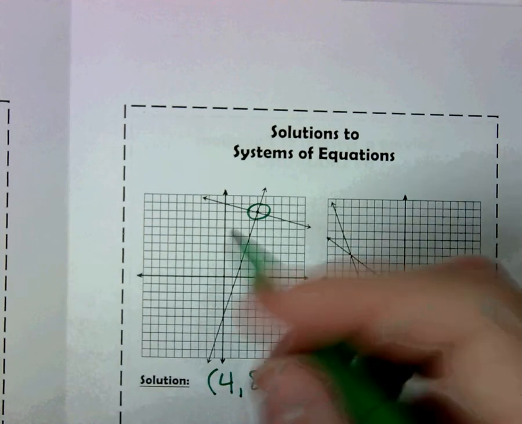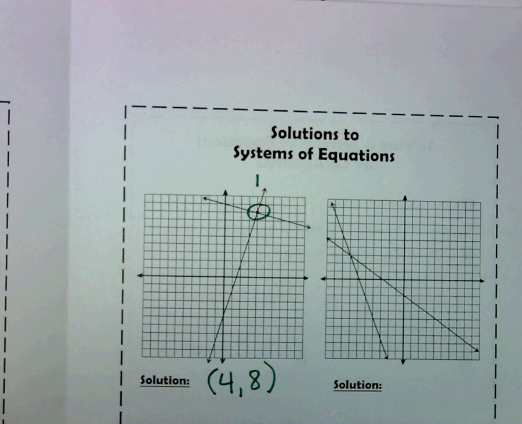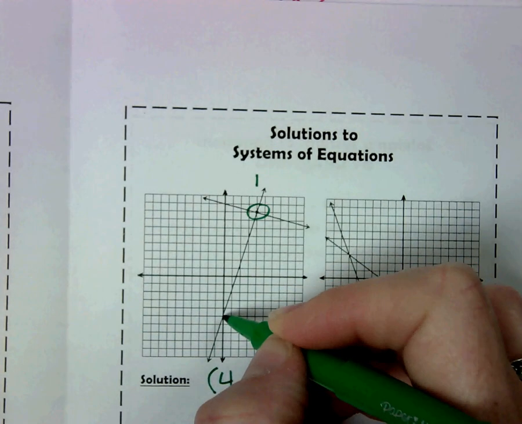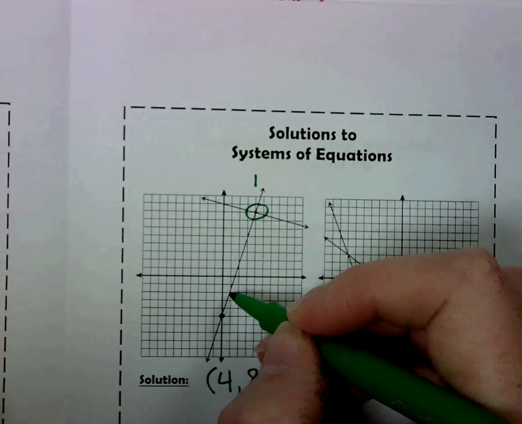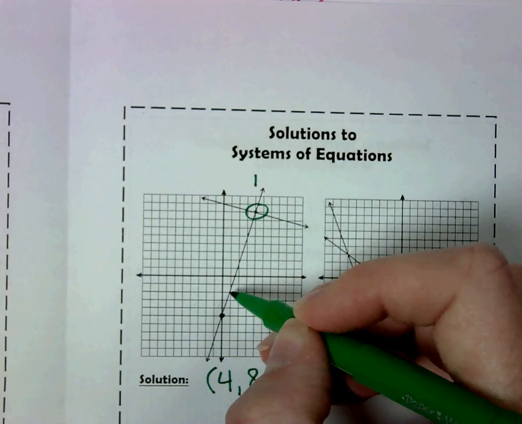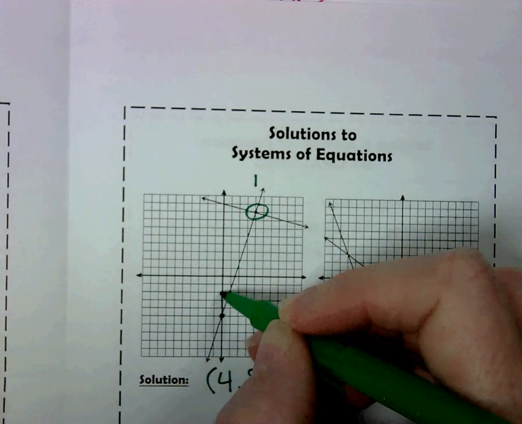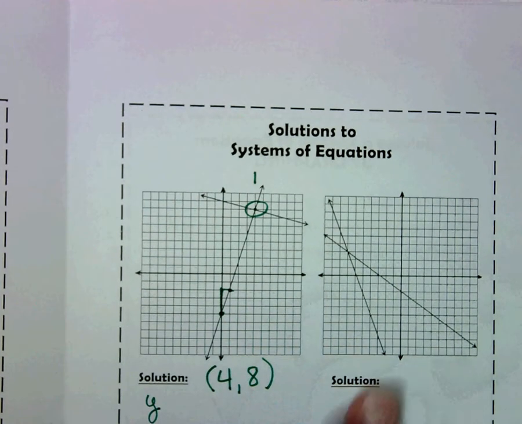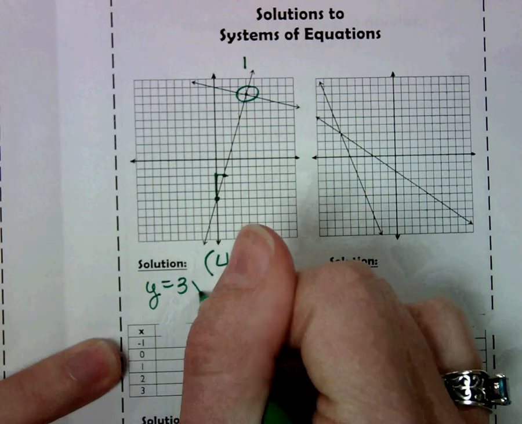Hopefully we know how to write an equation of a line. If this is line 1, it looks like my y-intercept right here is -5. And another exact point would be right here. So my slope would be 3 over 1. So the equation for this line is y equals 3x minus 5.